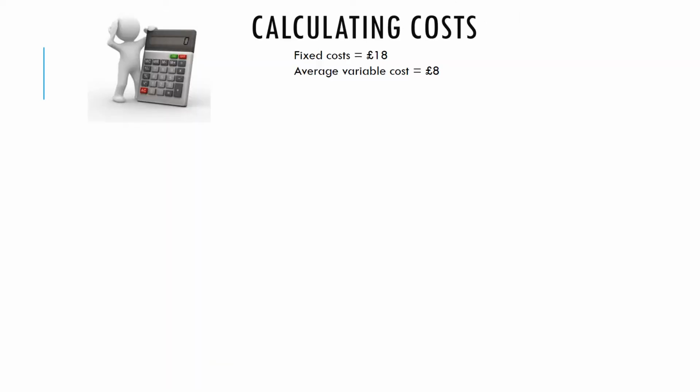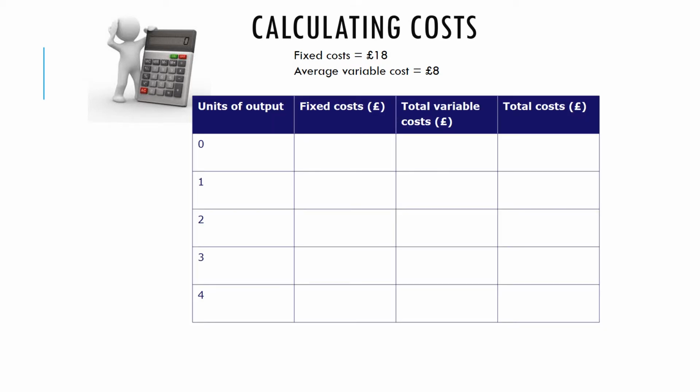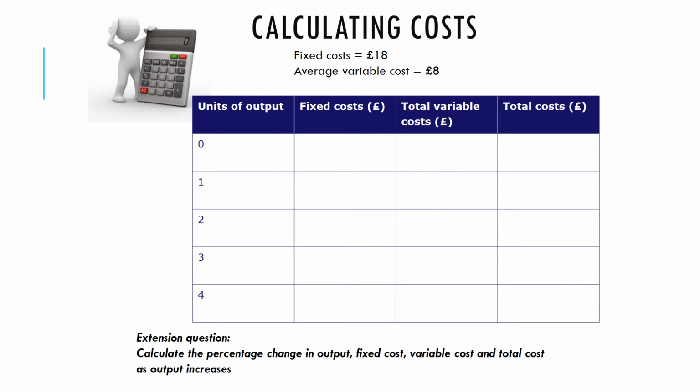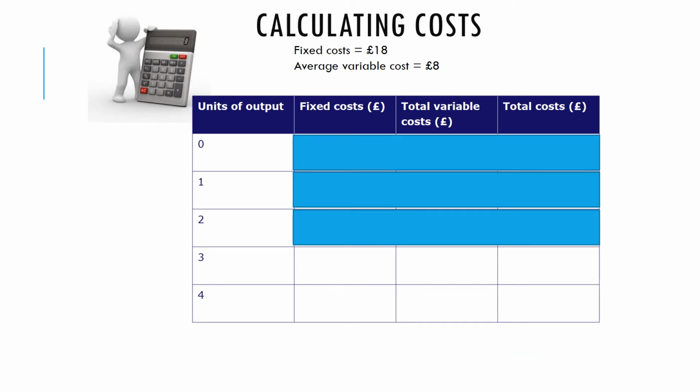Right, let's have a go at calculating some costs. In the table below, we've got units of output on the left-hand side. We've got a column for fixed costs and a column for variable costs and a column for total costs. What I'd like you to do is pause the video and see if you could fill in the numbers in the gaps in the table. Well, let's start to have a look at this.